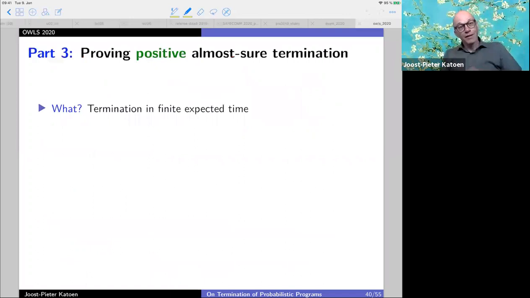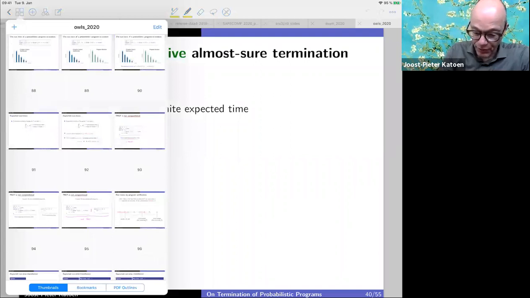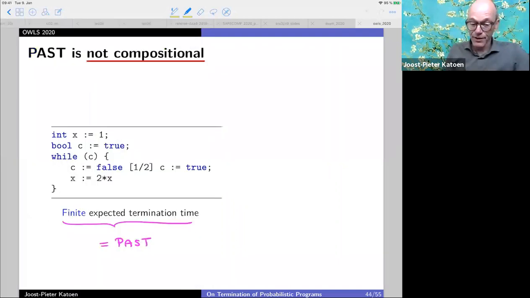Good. The last thing I want to show you is that we also developed a calculus to prove positive almost sure termination. The only thing I would like to show you is the following effect. I can make the slides available for those who are interested. The important point is that positive almost sure termination is not compositional. And I show you by this example, and then we stop.